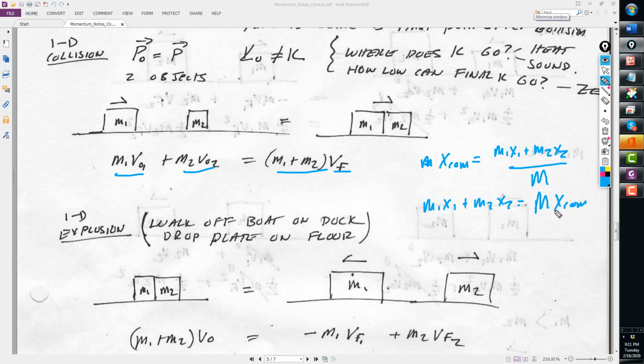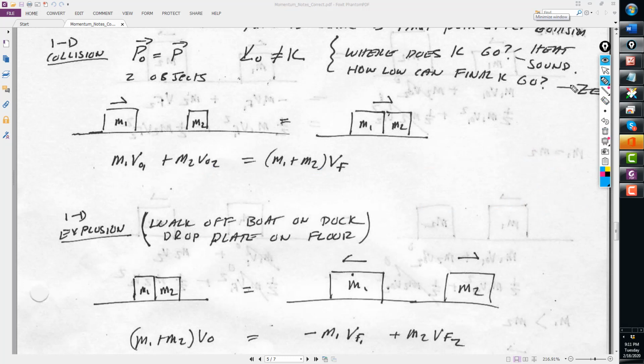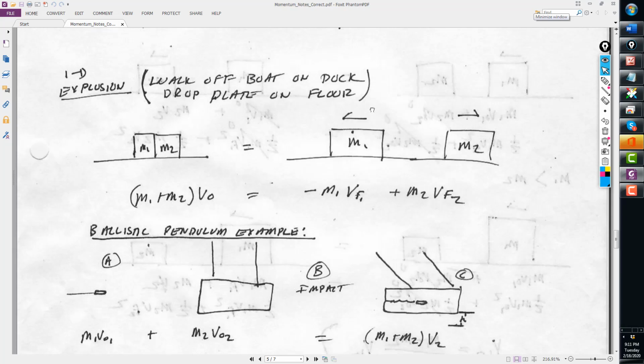That's like an inelastic collision. The center of mass follows that same kind of logic. So if you ever forget about the center of mass, it's very similar to an inelastic collision, except we're talking about position and not the velocity.